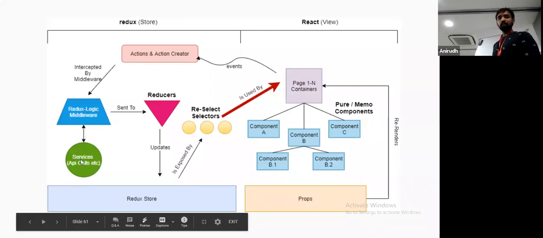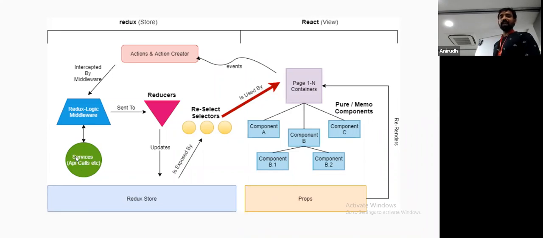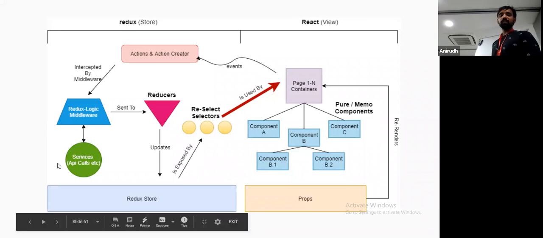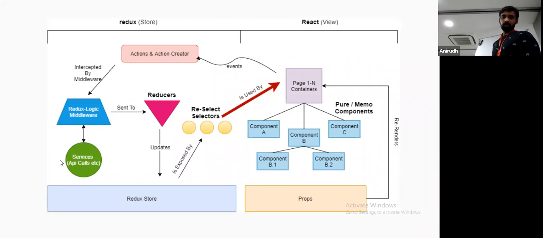So all the mutations, API calls, file access things that I was talking about earlier, you can move that logic here. Any logic you put in services, you don't need to test. You don't need to write test cases for that. Then the middleware interacts with the services, makes the API calls, and then it sends the data to the reducer. Reducer then updates the store.